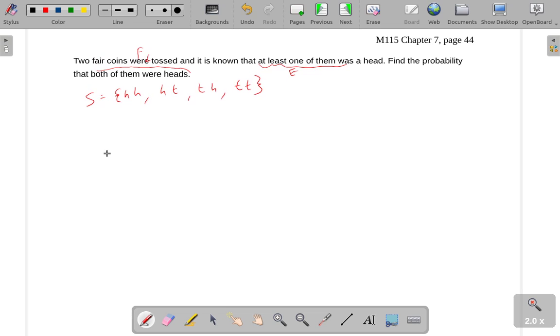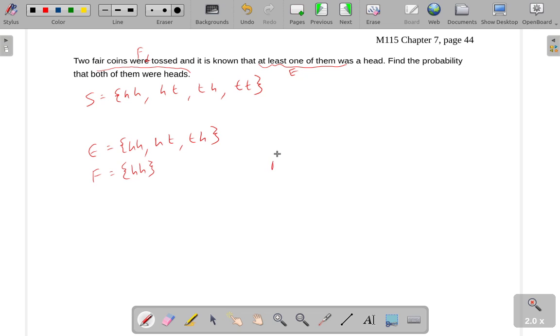So we're trying to find, well, let me write up what these events are. The event that at least one of them was a head: we have both of them being heads, the first one is a head, or the second one is a head. Those are the 3 outcomes where we have at least one of them being a head. F, the event that both of them are heads, well, that's obviously only the one outcome.